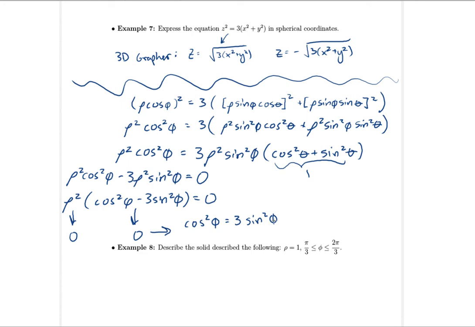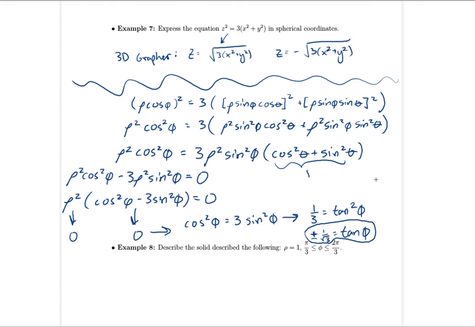And then if I do a little more manipulation, I divide by cosine squared and divide by 3 on both sides. I get 3 equals the tangent squared of phi. Or tangent of phi equals plus or minus the square root of 1/3, or 1 over root 3. Now, let's look at this. When will the tangent equal plus or minus 1 over root 3?